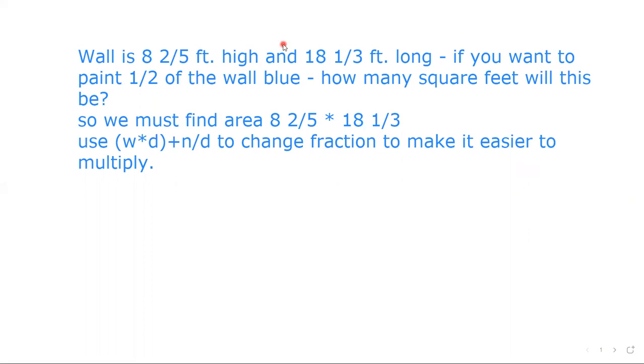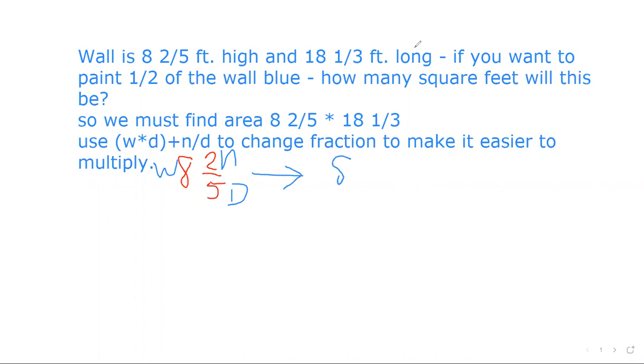which is whole number times the denominator plus the numerator, and the whole thing is divided by the denominator. So give me the opportunity to show you what I mean. So if you have 8 2/5, this is your denominator, that's your whole number, and that's your numerator.